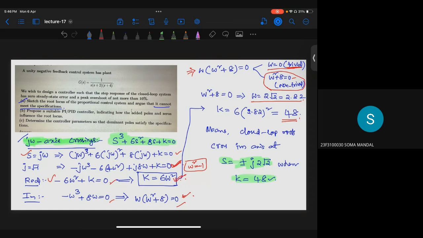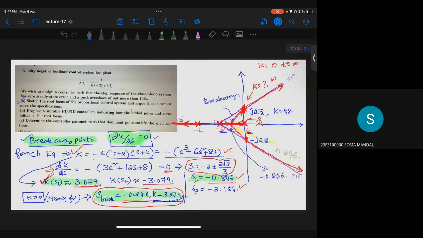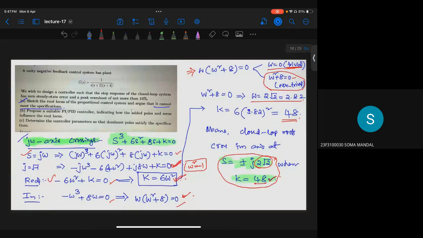So these are the two things: s is equal to plus or minus j 2 root 2, and k is equal to 48. What are these two things? This is the frequency at which the root locus is crossing the j omega axis. At that time, the k value is 48. Is this clear? Any doubt?